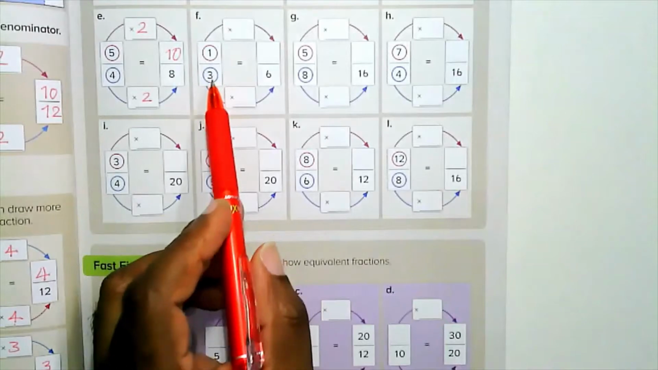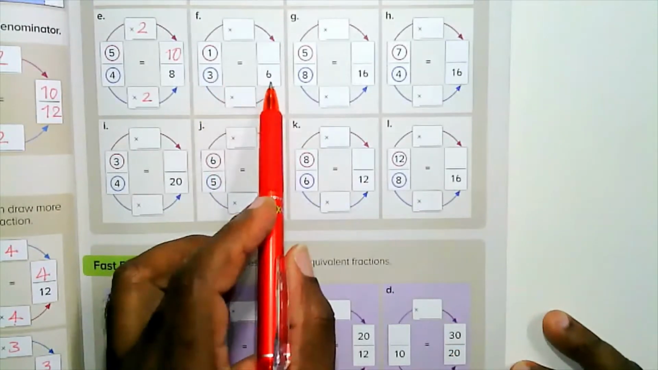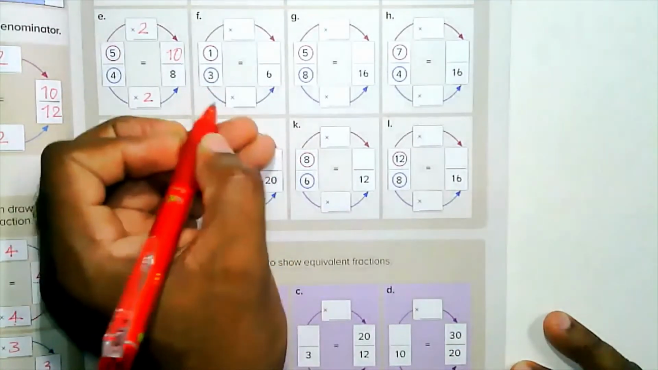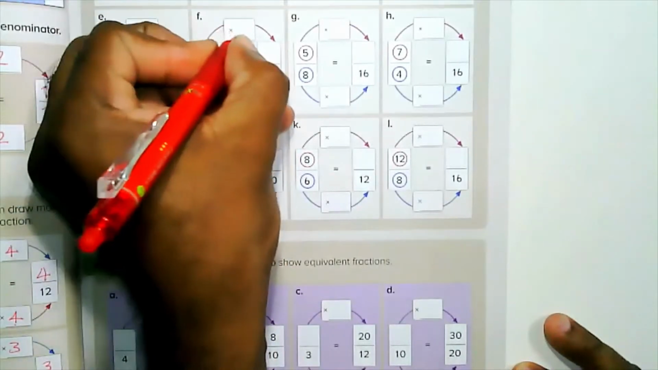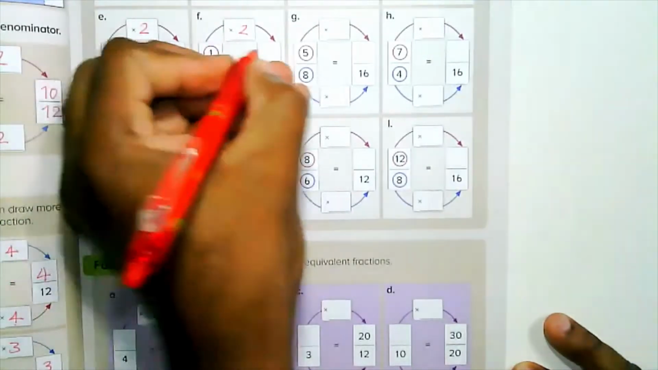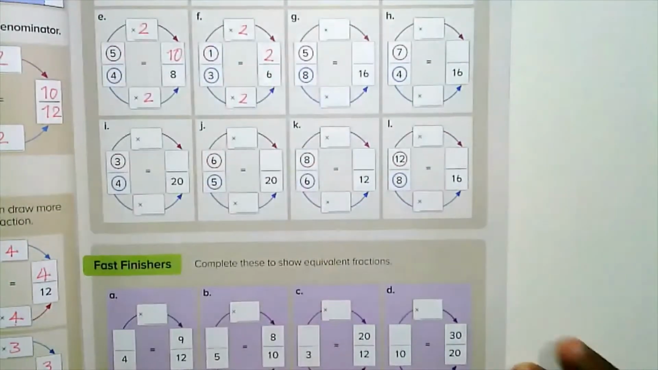But F, 3 and 6. So what can we multiply? This will be 2. 3 times 2, 6. We use the same number. 1 times 2 is 2.